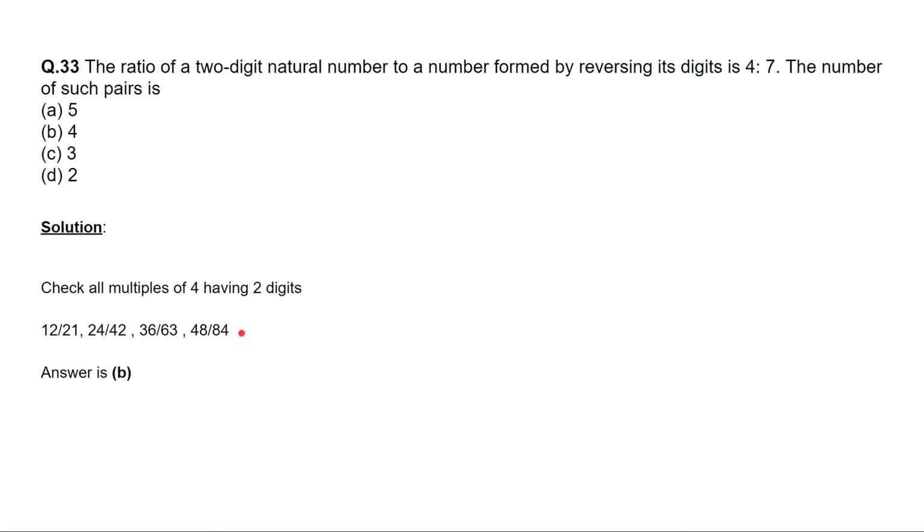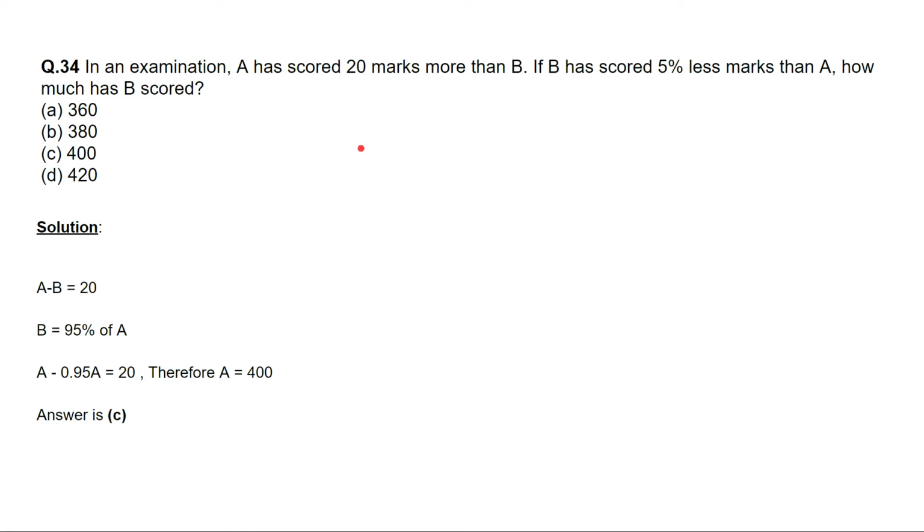If you go beyond this, now 48 is there, after that 52 is there, so it will be 52 by 25. That is never going to be a ratio of 4 is to 7, because the denominator has to be greater than the numerator here. With 52 divided by 25, the denominator is less than the numerator, so we are not going beyond this. So there are a total of four such pairs. So the correct answer is B.